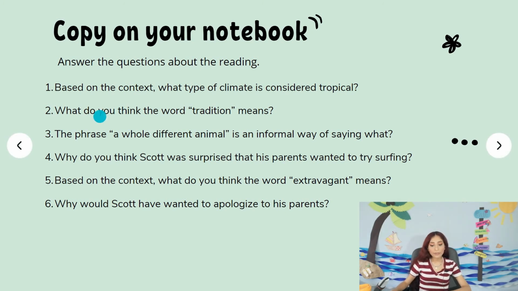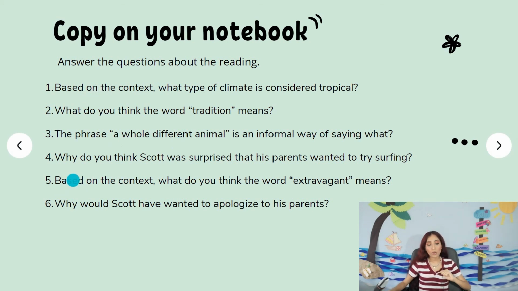Number 3, the phrase a whole different animal is an informal way to say of what? So there's a part of the story where they say a whole different animal. So what do you think they were saying? What they were talking about? Is it an animal? Do you think in the cruise there was an animal? It wasn't about an animal. So you need to try to understand what it was about.